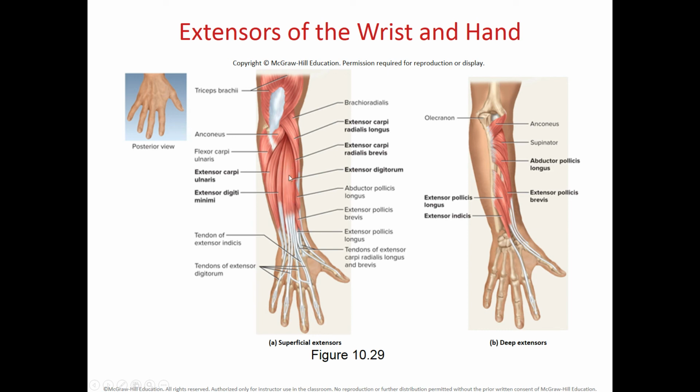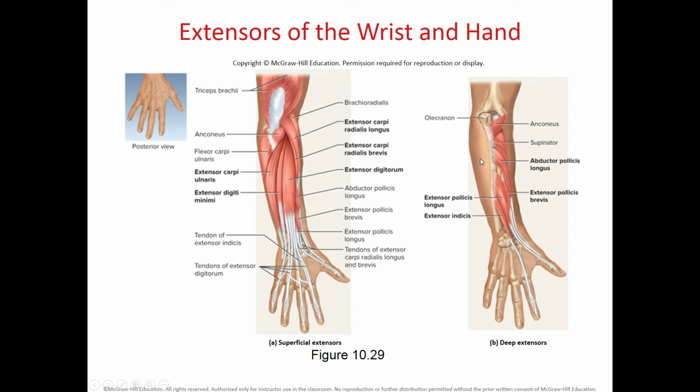And then here we have the extensor digitorum that extends our fingers, and then this is the extensor digiti minimi. So this one extends the pinky. And then we have the extensor carpi ulnaris. And then they all end in these tendons that insert into our phalanges. And then here we have the tendon of the extensor indicis that extends specifically our index finger. And then here we have the extensor pollicis brevis, which helps to extend our pollex. And then here we have the extensor pollicis longus.